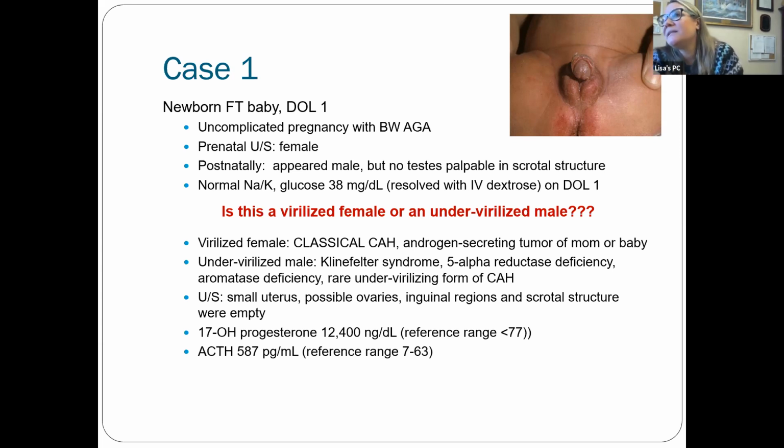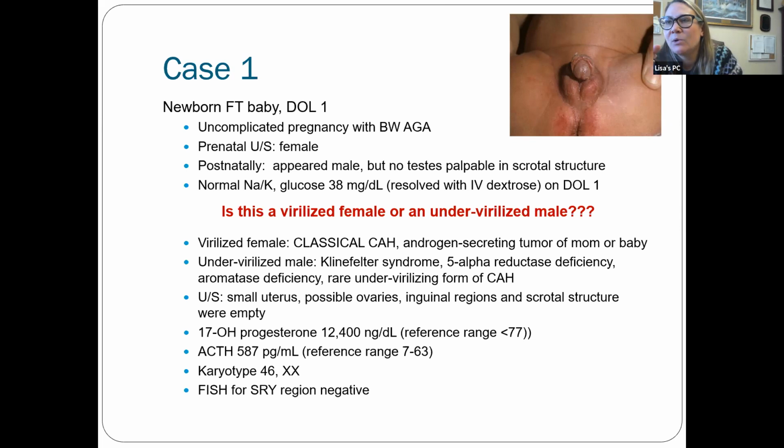And so, of course, we did these labs right away too, but they don't come back right away. But I don't know if it's later that day or the next day, her 17-hydroxyprogesterone, and I'm going to bring this home for you in a minute with the steroid biosynthesis profile picture again, but her 17-hydroxyprogesterone was severely high. It was 12,400. And then because of loss of negative feedback of cortisol on the pituitary, her ACTH level was also elevated.